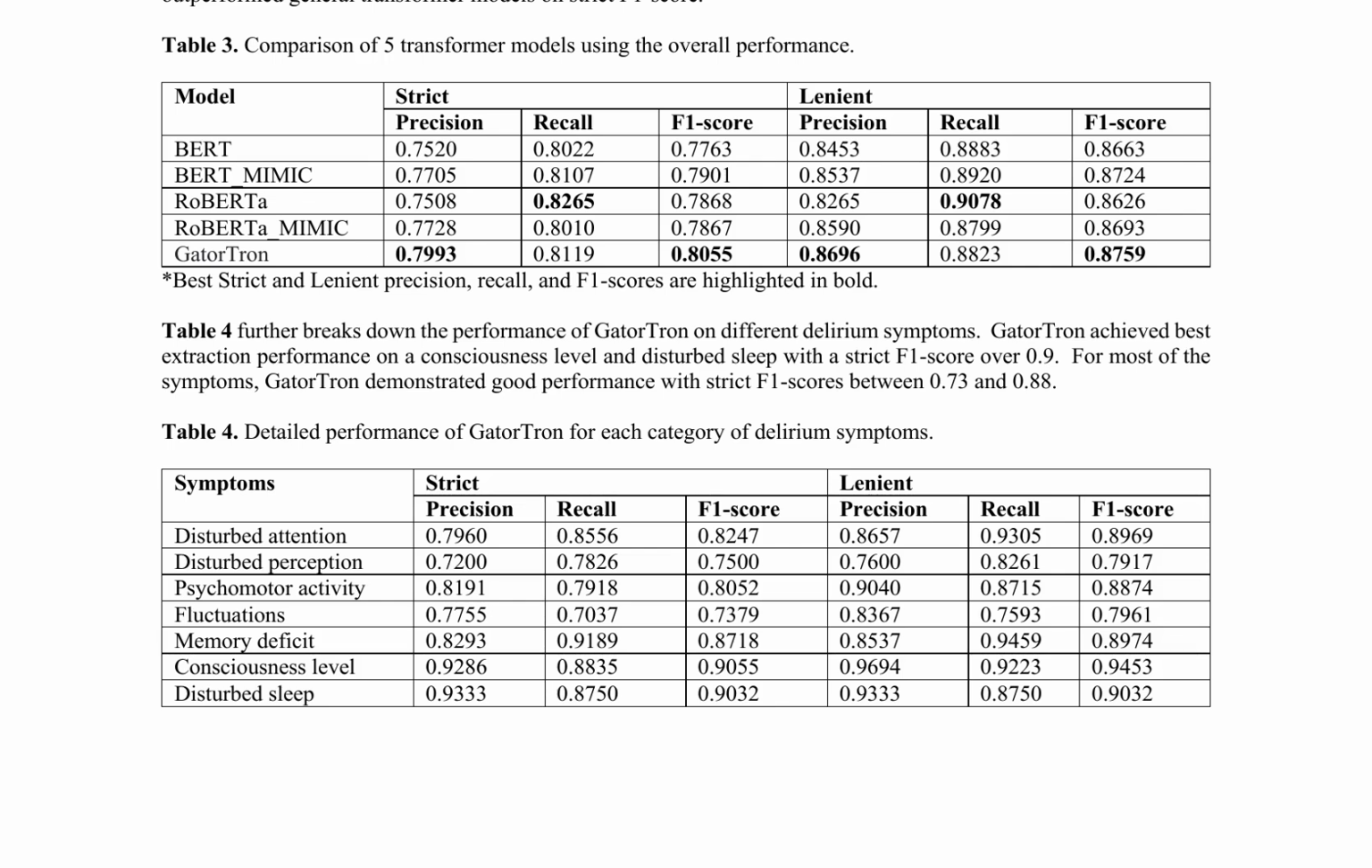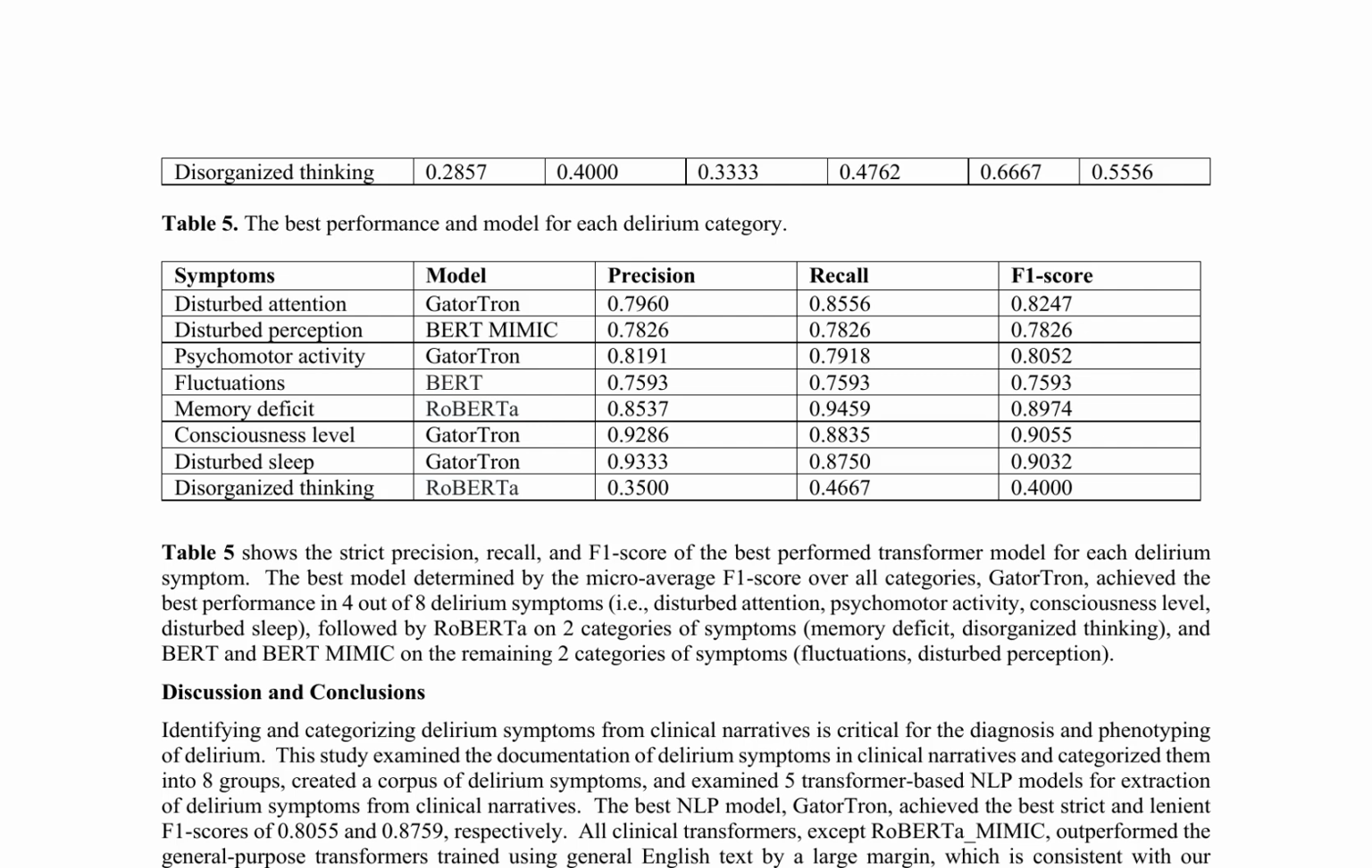disturbed sleep. This study aimed to identify and categorize delirium symptoms from clinical narratives, a crucial step in diagnosis and phenotyping. To achieve this, the research team created a corpus of delirium symptoms and evaluated 5 transformer-based NLP models for extracting these symptoms from clinical narratives. The Gatortron model demonstrated superior performance, achieving the highest strict and lenient F1 scores of 0.8055 and 0.8759, respectively, outperforming general-purpose transformers trained on General English text.